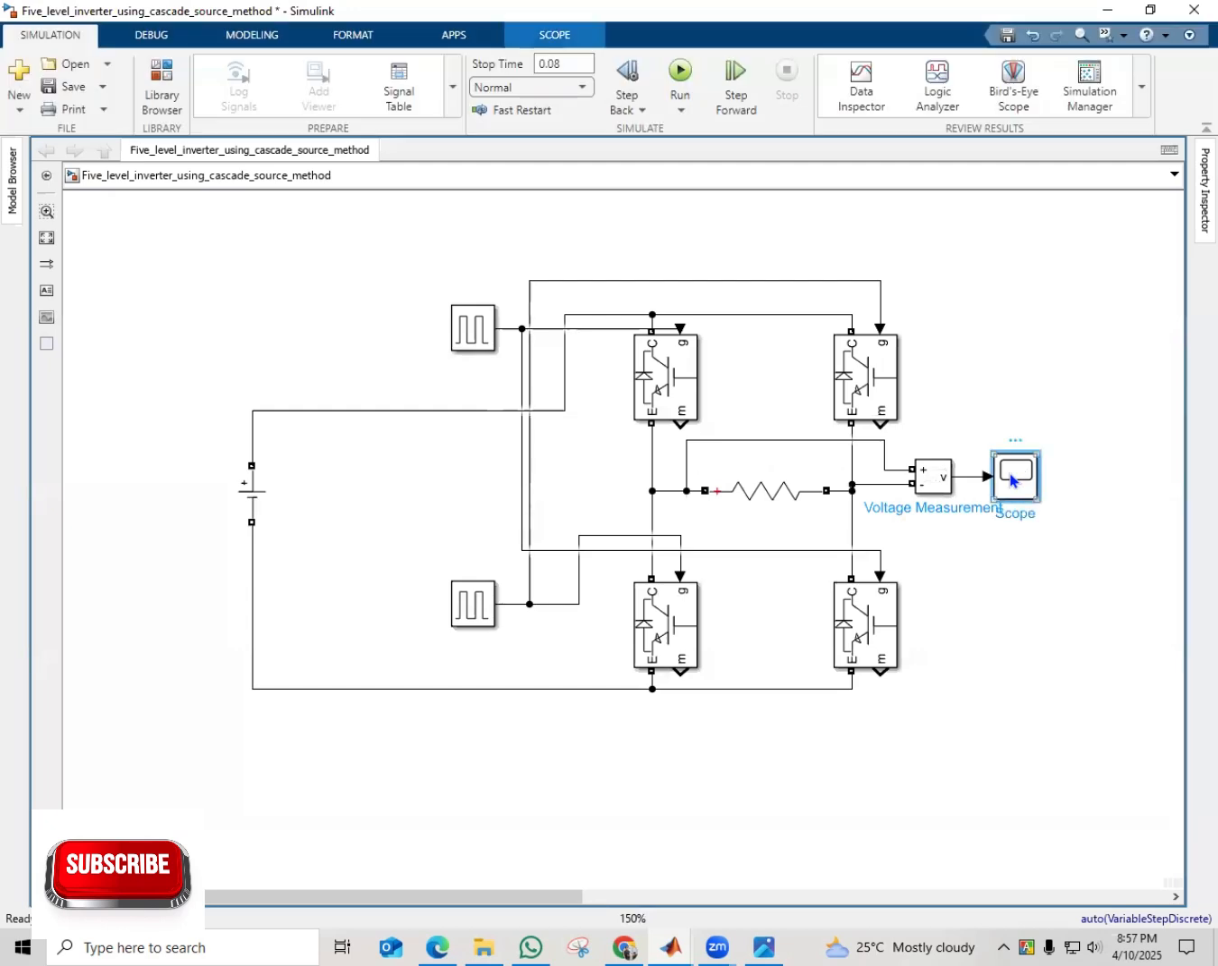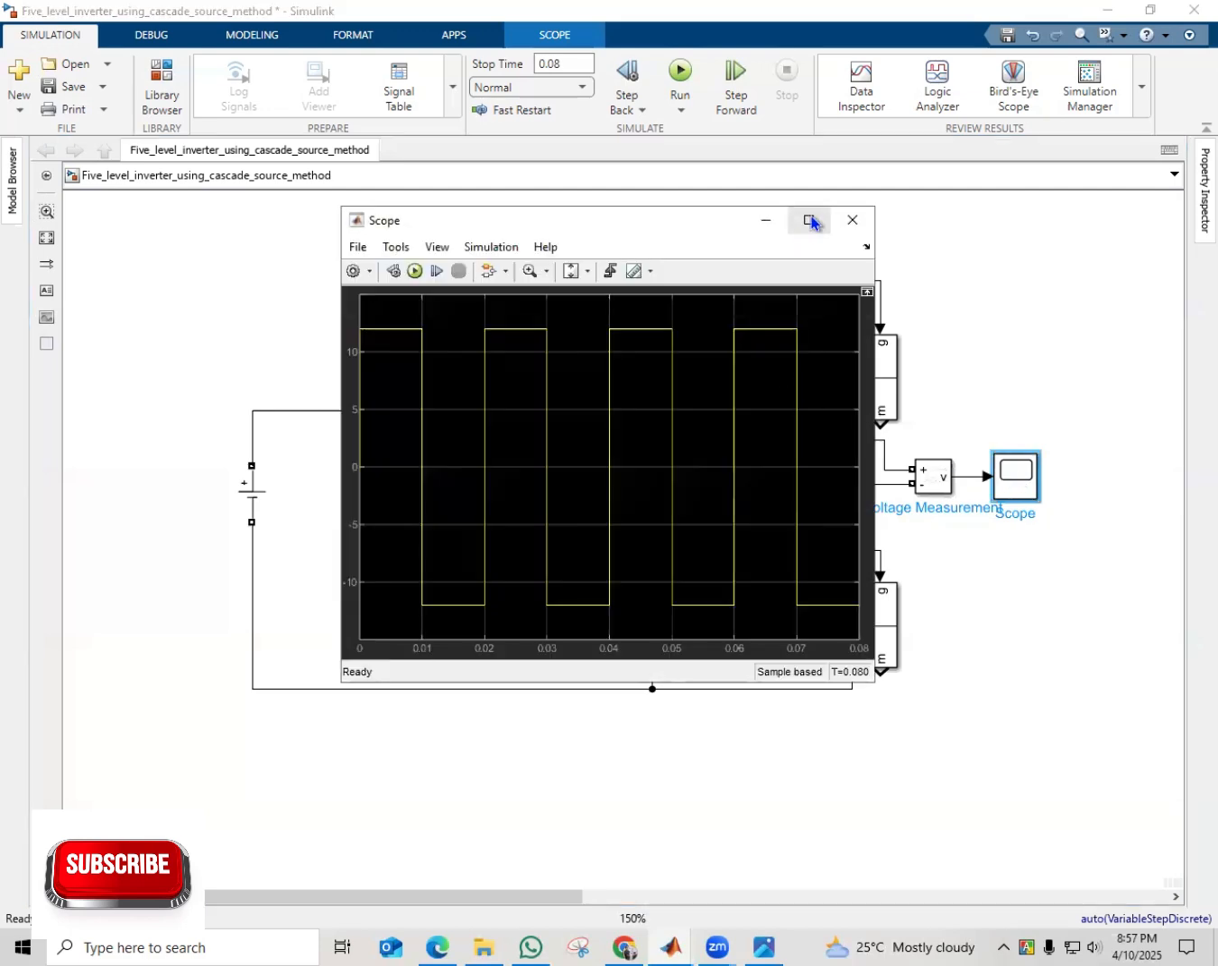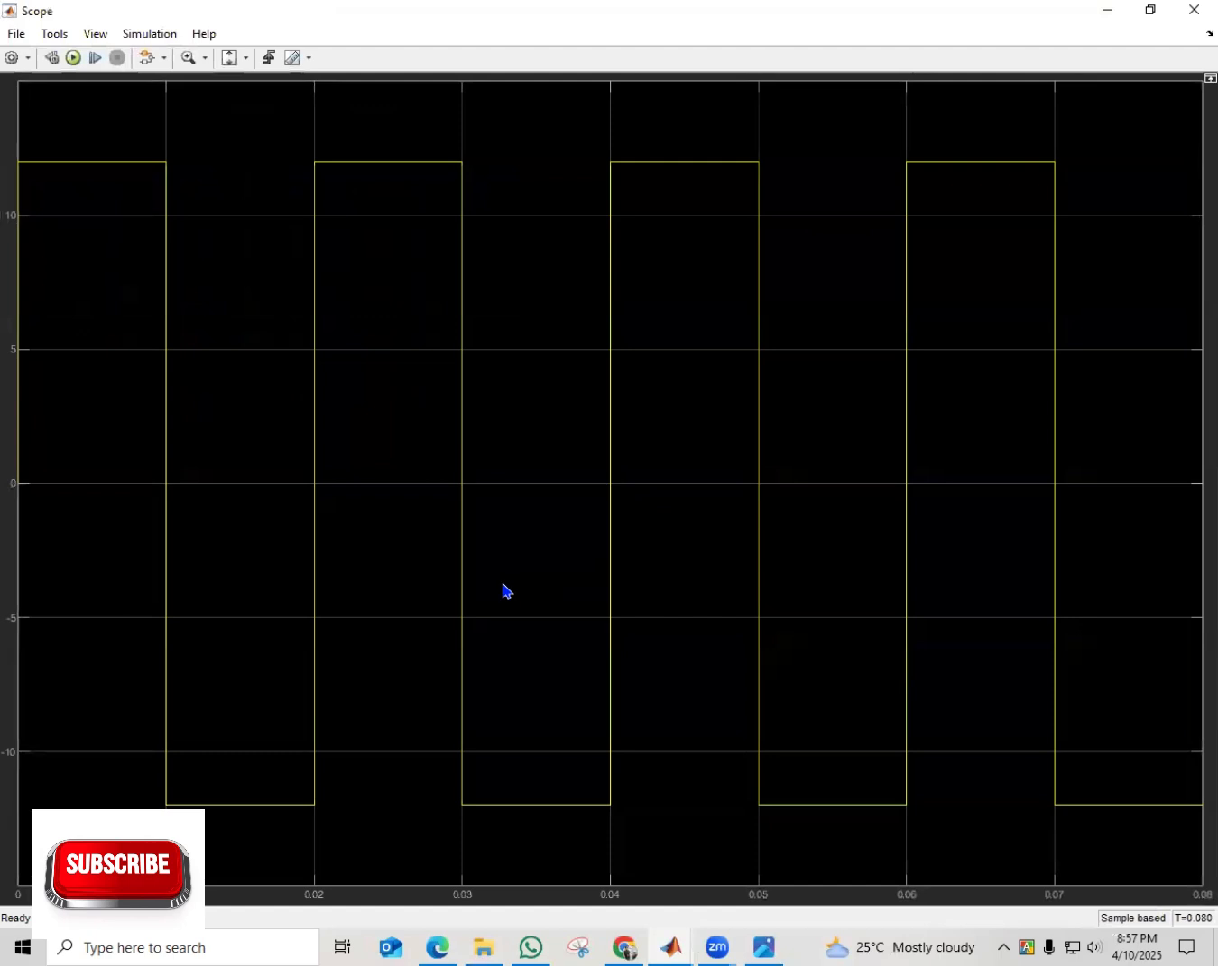Okay, now see what we will find. Here is our actual output that it oscillates from 0 to 12 volt. You can see here the voltage level is somewhat larger than 10 volt, so it will be the magnitude of 12 volt, and this is also the negative 12 volt. This is the diagram and circuit output of a two-level inverter.